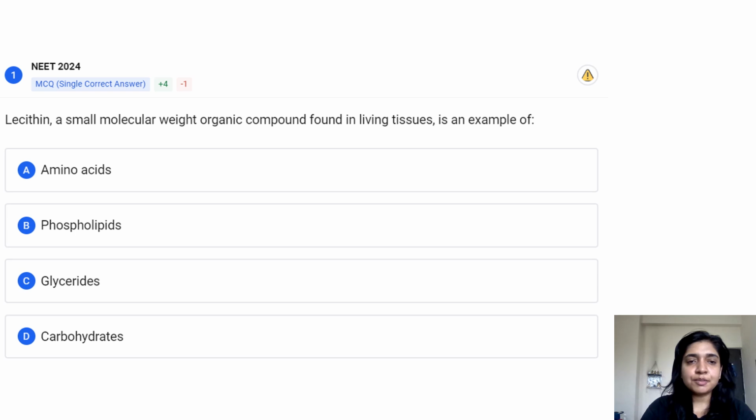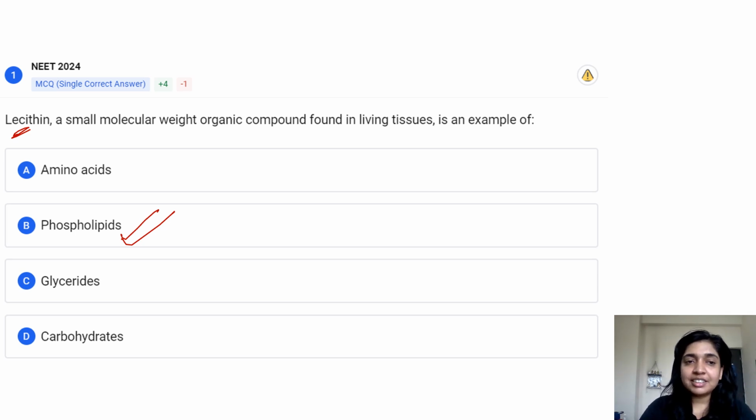Lecithin, a small molecular weight organic compound found in living tissues, is an example of... I have covered all of these important points while discussing the chapter in great detail. If you have seen that video, you will already know that lecithin is a phospholipid. It is present in the plasma membrane of your cells.